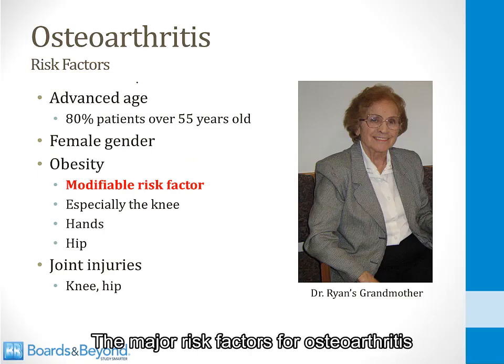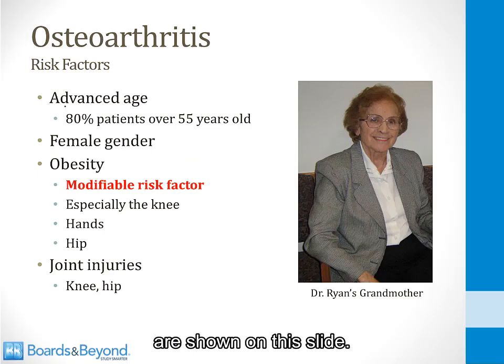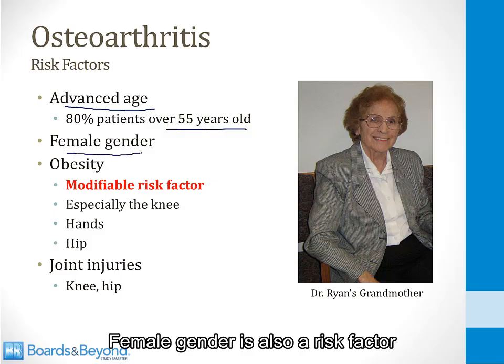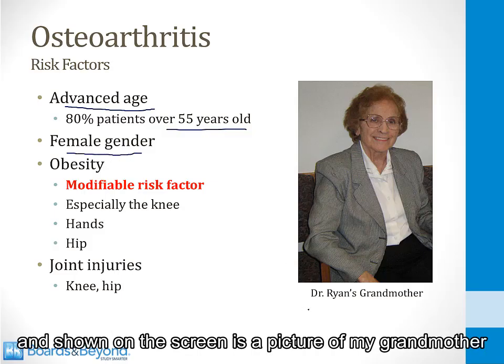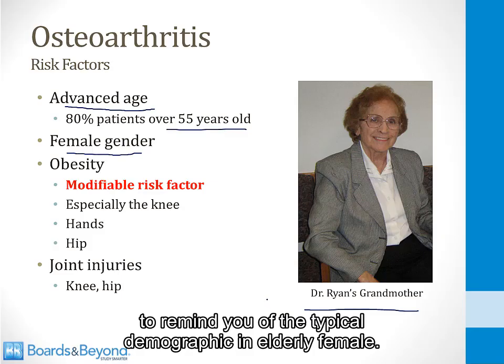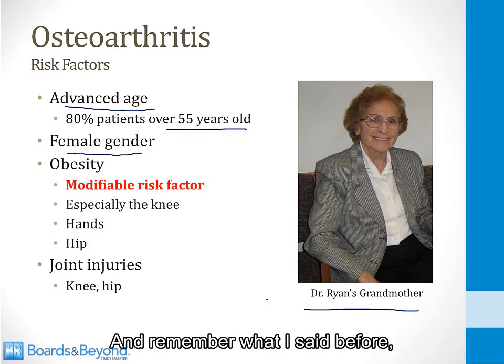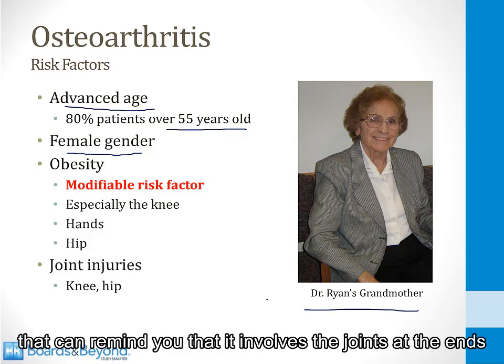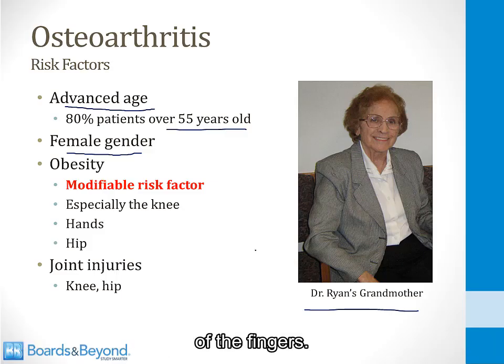The major risk factors for osteoarthritis are shown on this slide. Advanced age is a risk factor. 80% of patients are over 55 years of age. Female gender is also a risk factor, and shown on the screen is a picture of my grandmother to remind you of the typical demographic, an elderly female. And remember what I said before, if you remember, osteoarthritis occurs at the end of people's lives. That can remind you that it involves the joints at the ends of the fingers.